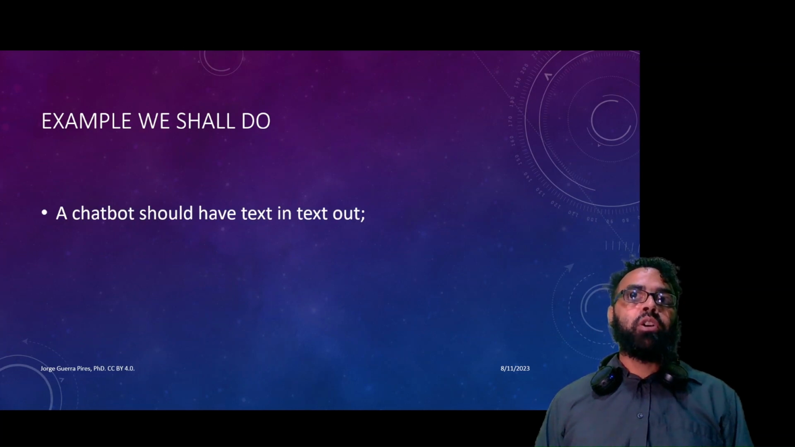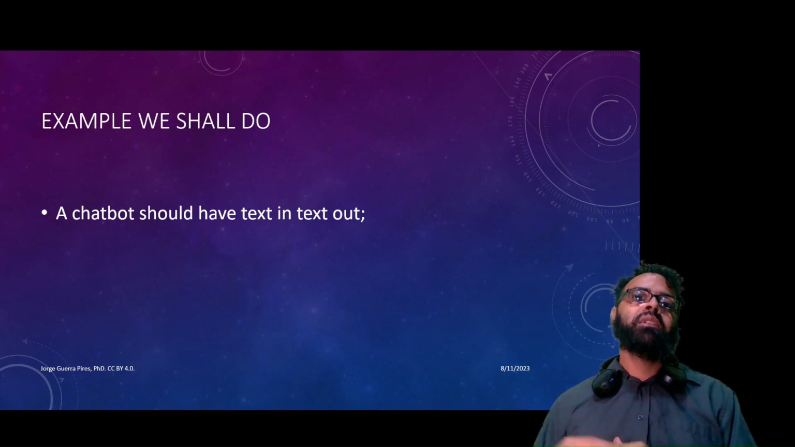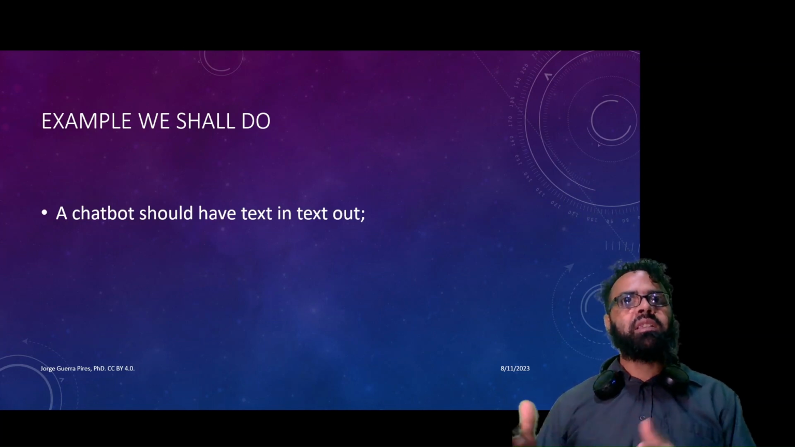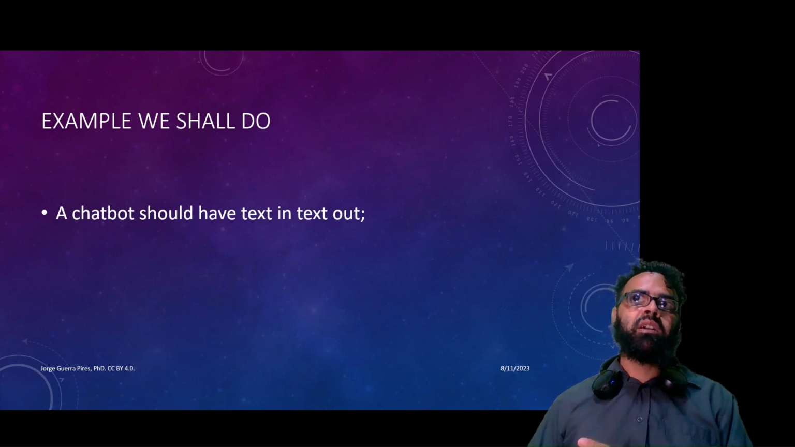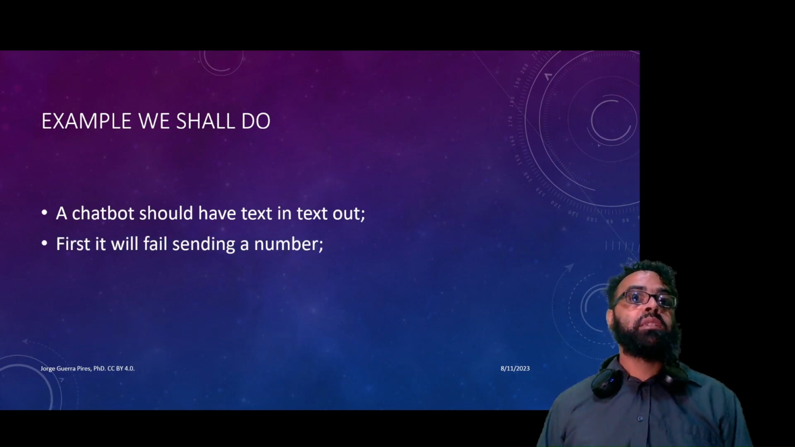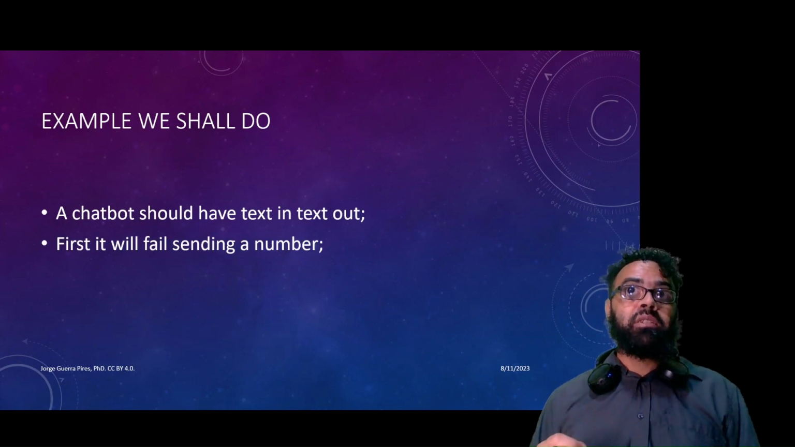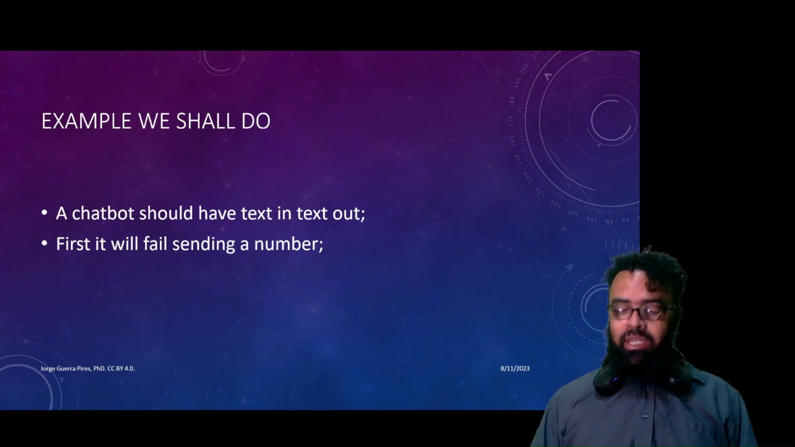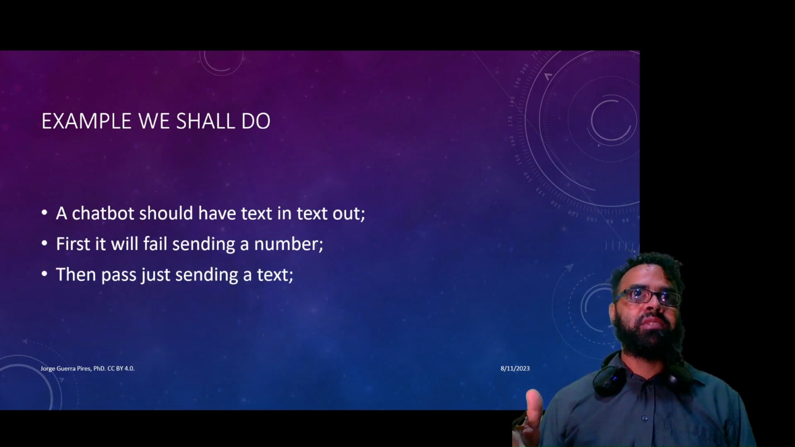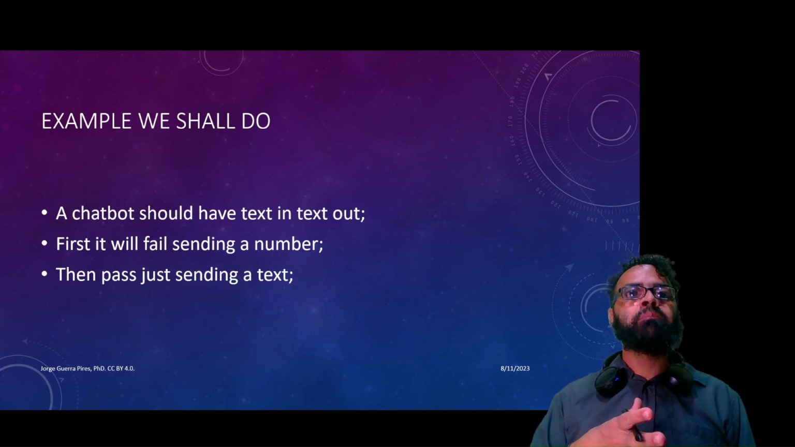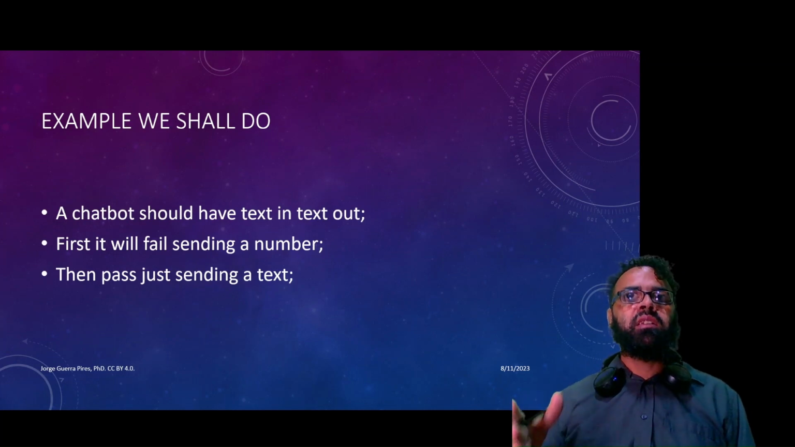A chatbot should return text in, text out, such as "How are you?" Respond, "Yes, I'm fine." "Are you an artificial intelligence?" "Yes, I'm an artificial intelligence." So text in, text out. That is what you're supposed to test. First it will fail, sending a number, as we're going to see in the course. Then we are going to make it return just text. So you make the test fail by returning a number, then make the test pass by sending text.